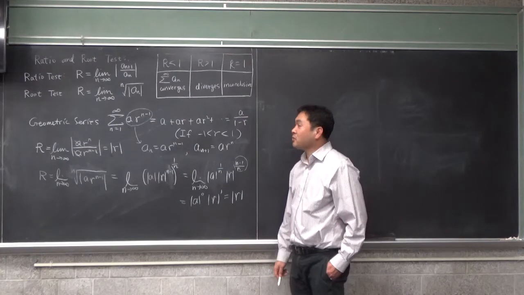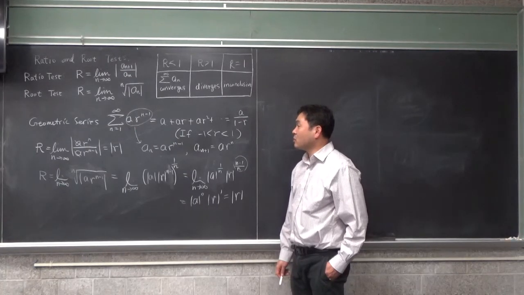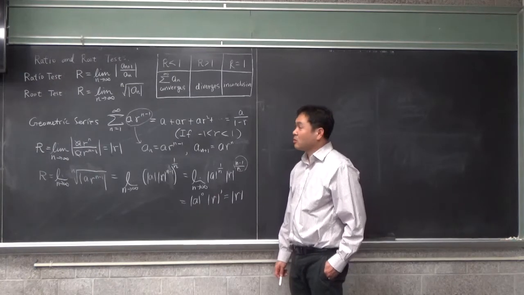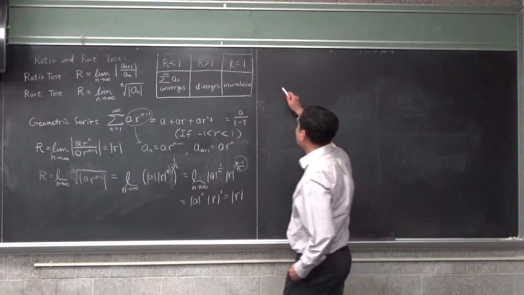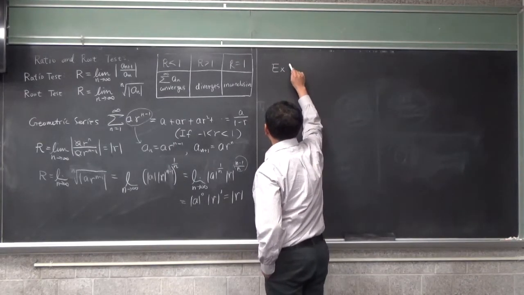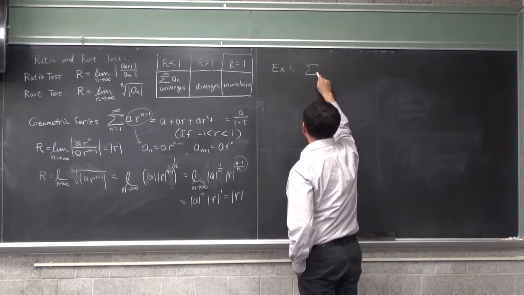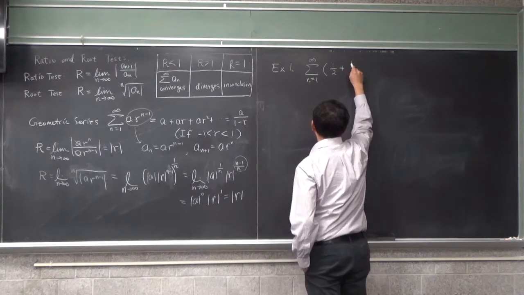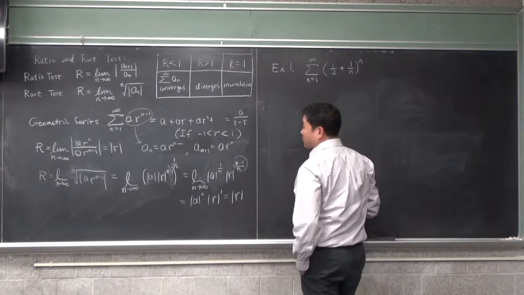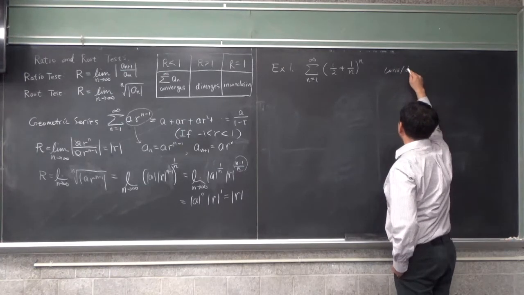So you can think about the ratio test and the root test both trying to pick out exactly what the common ratio is for very large values of n. Now, let me show you this first example so that you can see exactly how the ratio and root test work. Suppose you have the sum from n equals 1 through infinity of 1/2 plus 1 over n, taken to the nth power. The question is, does it converge or diverge?